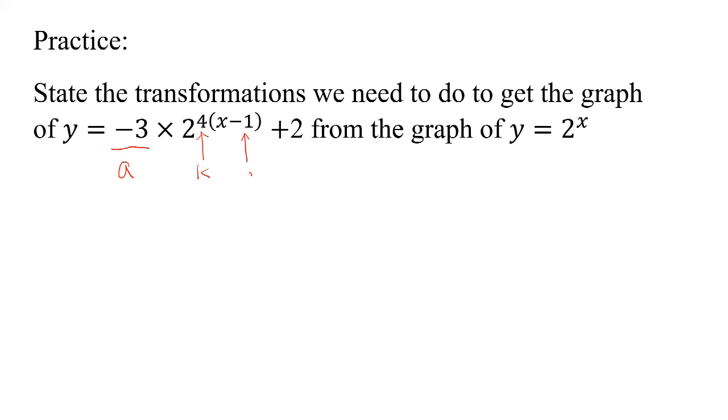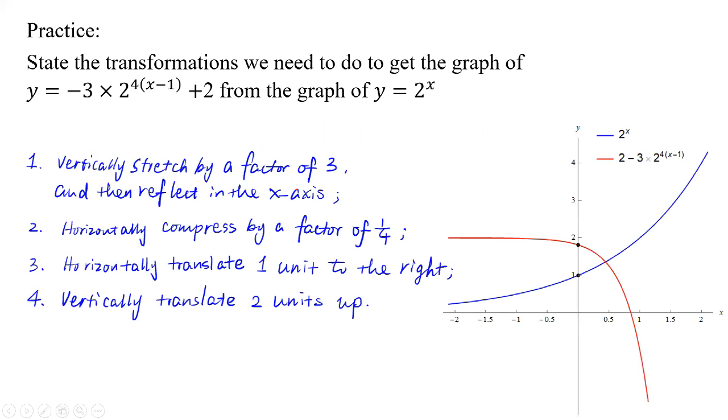Next, we have the parameter d, which is 1. That means a horizontal translation 1 unit to the right. And last is the parameter c, which is positive 2. That means a vertical translation by 2 units up, right? Okay, so in summary, you can check the solution here.